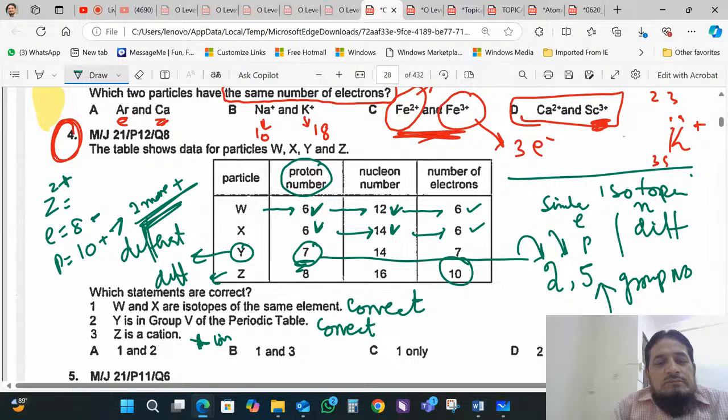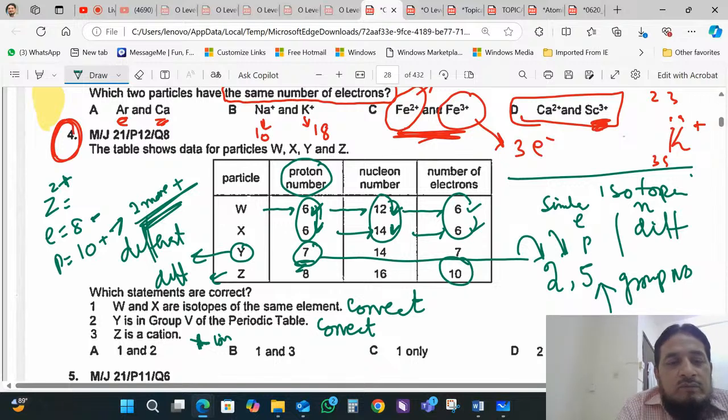Now, what will be the answer? W and X are isotopes of the same element. The proton number is the same, the nucleon number is different, so this is correct.